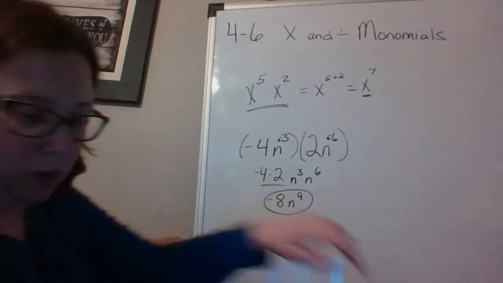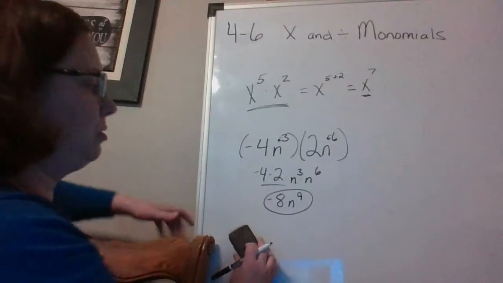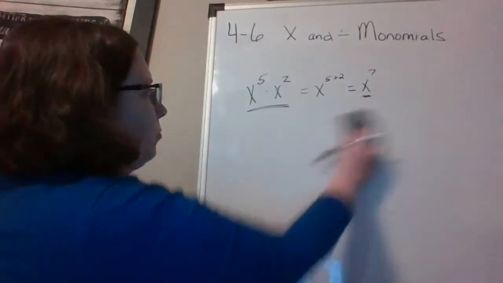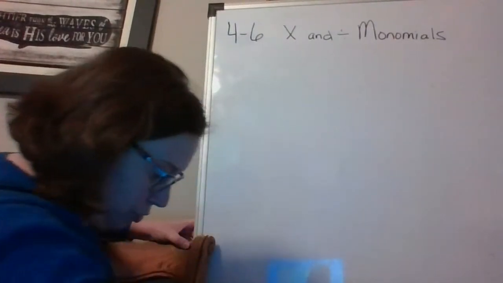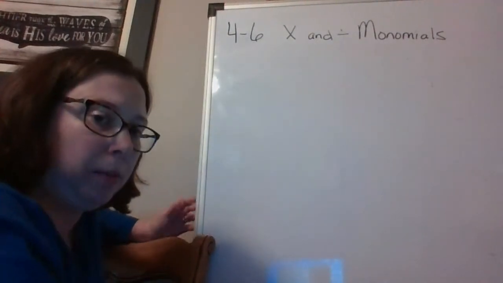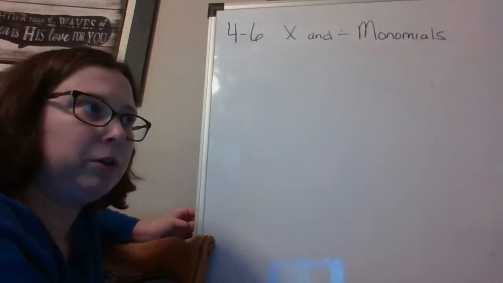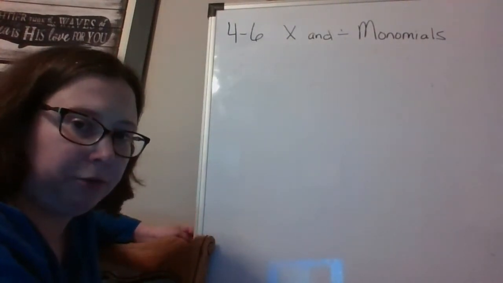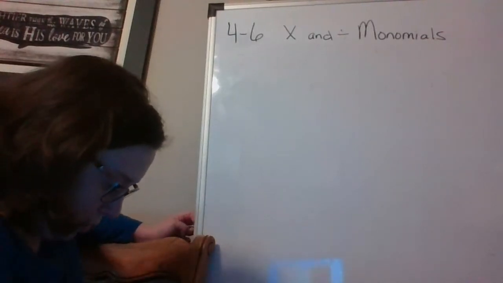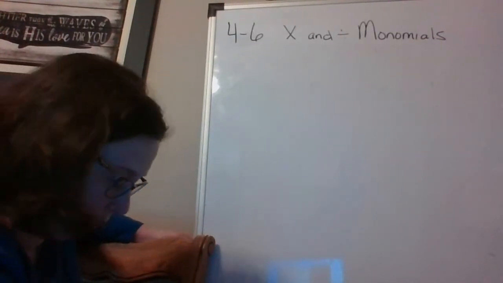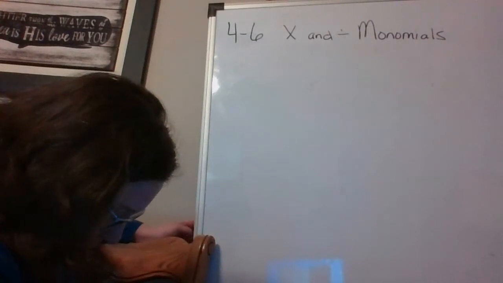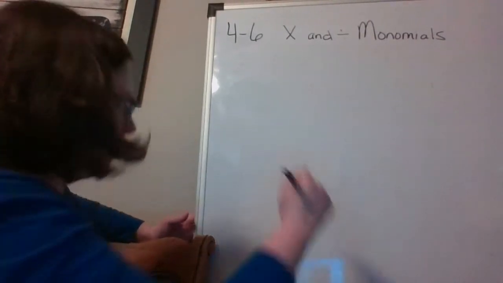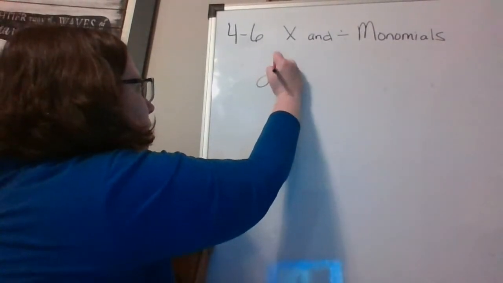When you are dividing monomials, we're going to switch from multiplying monomials to dividing monomials. Keep in mind that in algebra, division is generally written as a fraction. So you're going to see things that look like fractions, act like fractions, but guess what? They're division problems.